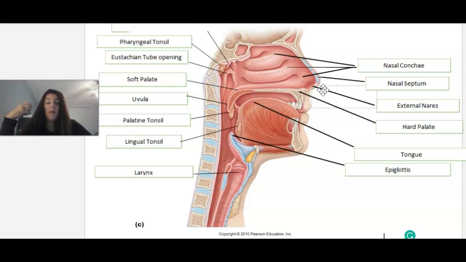And that's actually what a booger is. It's just dried up mucus and debris that your nose filtered out, because we don't want those things to enter into our lungs.